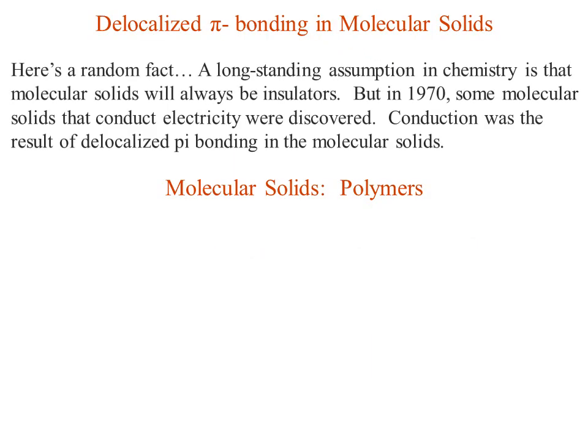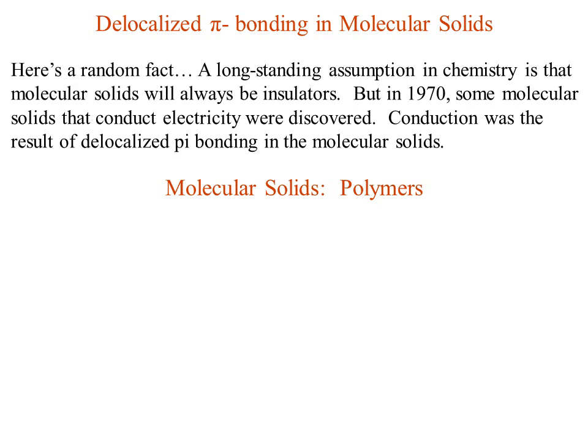Here's a random fact about molecular solids. We used to think that molecular solids would be insulators of electricity, but in the 70s we discovered some molecular solids that do conduct electricity, and that conduction of electricity was caused by delocalized pi bonding in the molecular solid. The example that was discovered was graphene or graphite. It's able to conduct electricity within the plane of the molecule, and that was an unusual property of molecular solids.